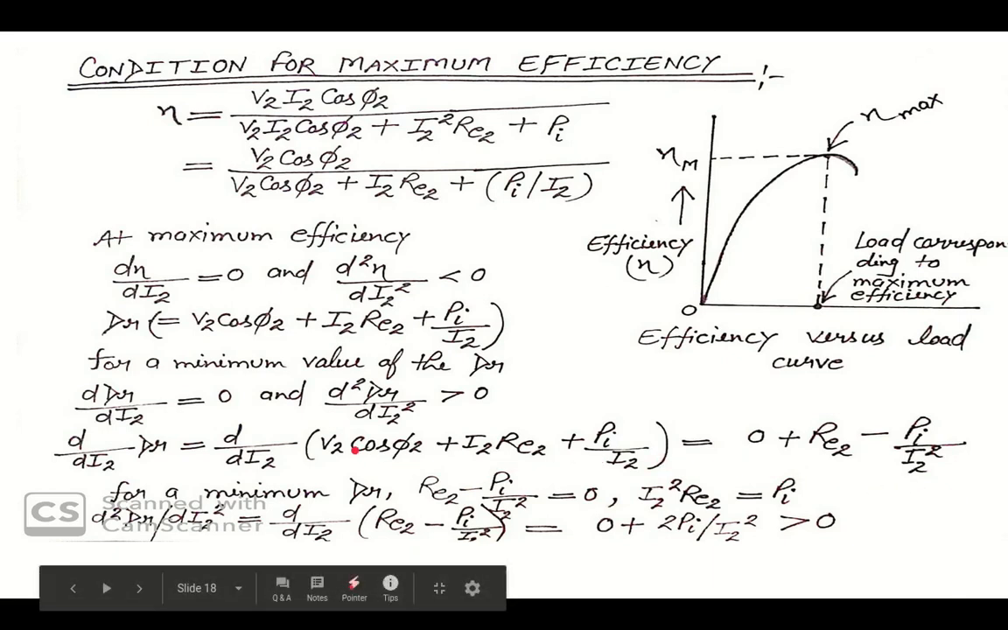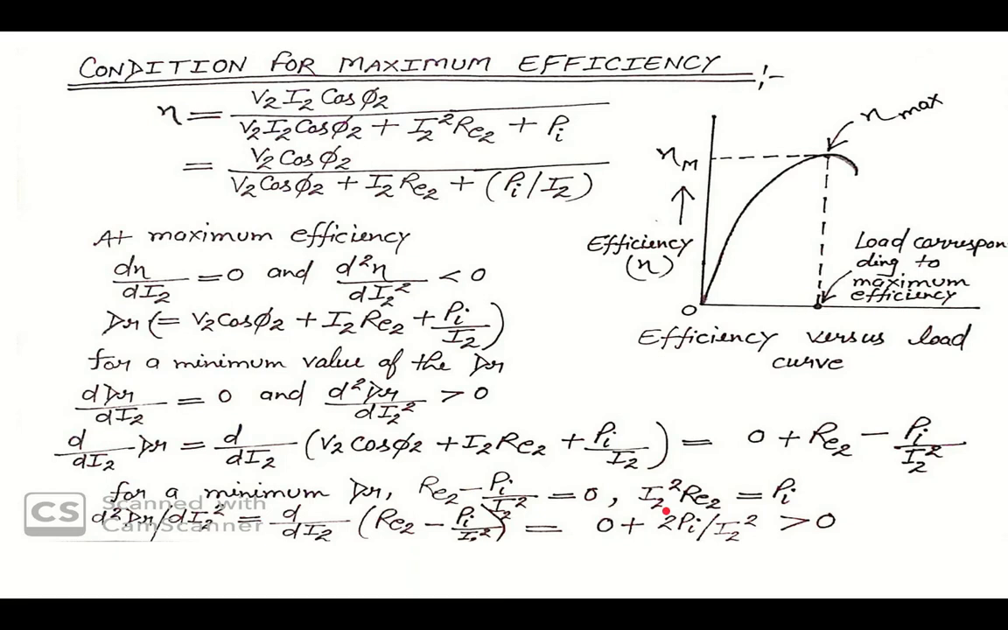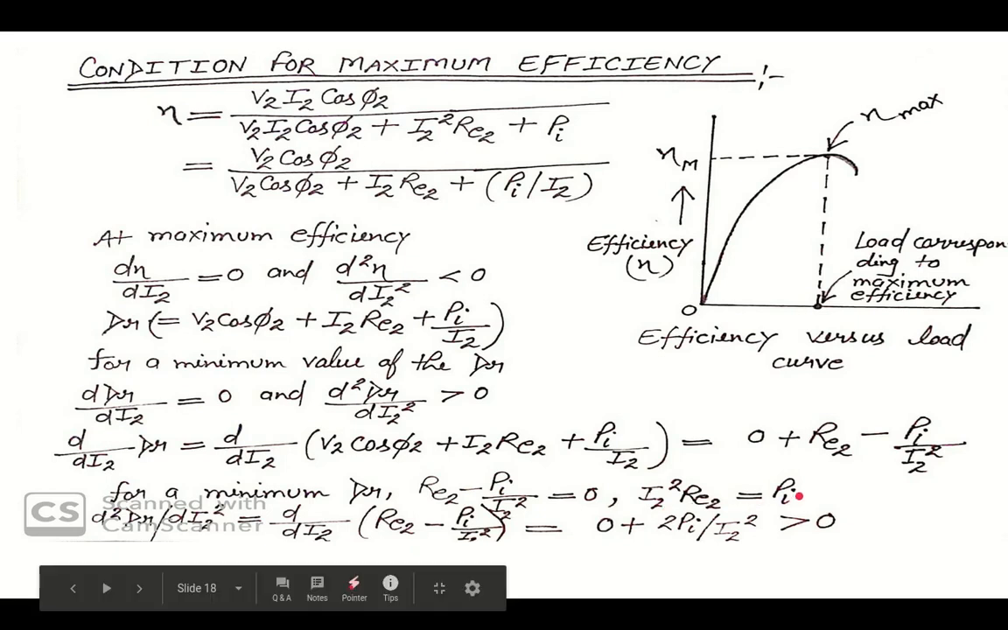You know very well that here we have a condition that it should be equal to 0. So we put this equal to 0. So Re2 minus Pi upon I2 square is equal to 0. So we get I2 square Re2 is equal to Pi.